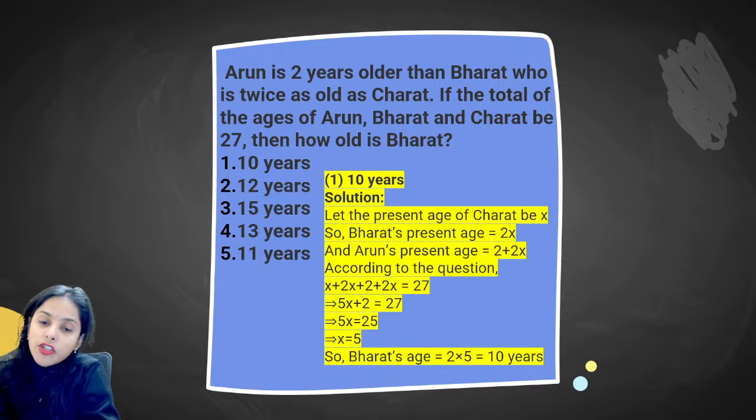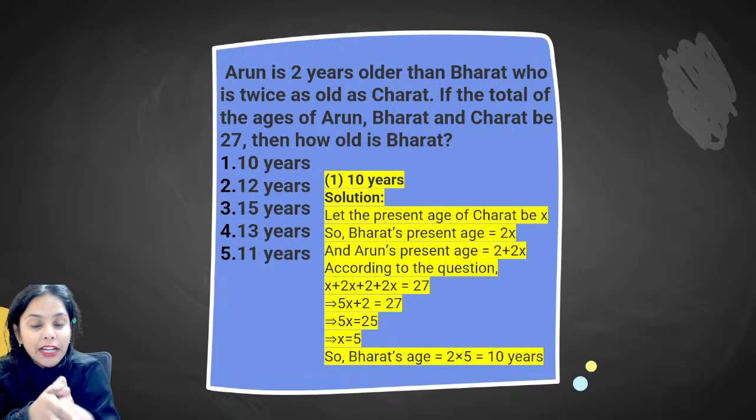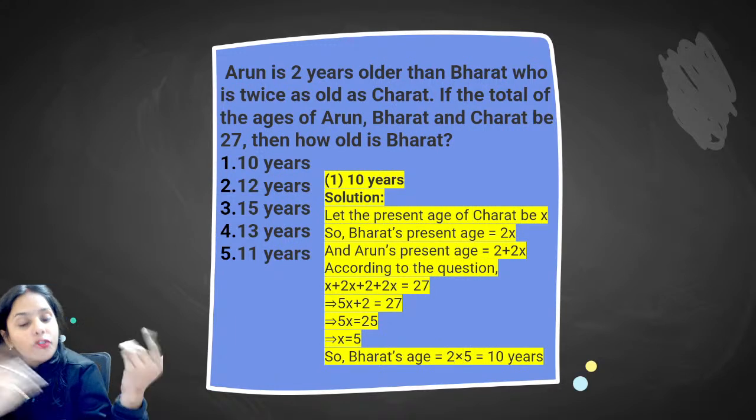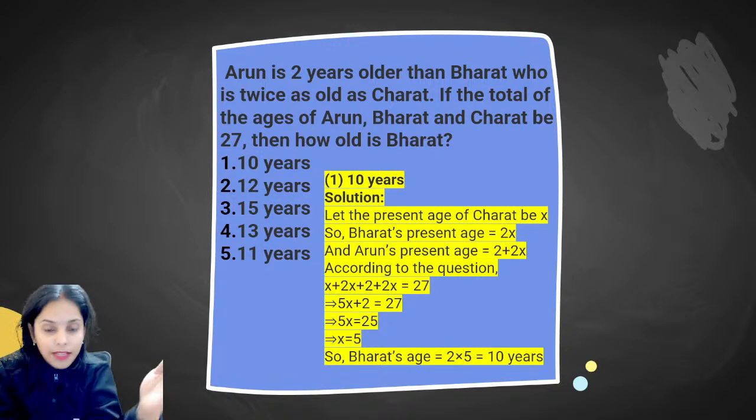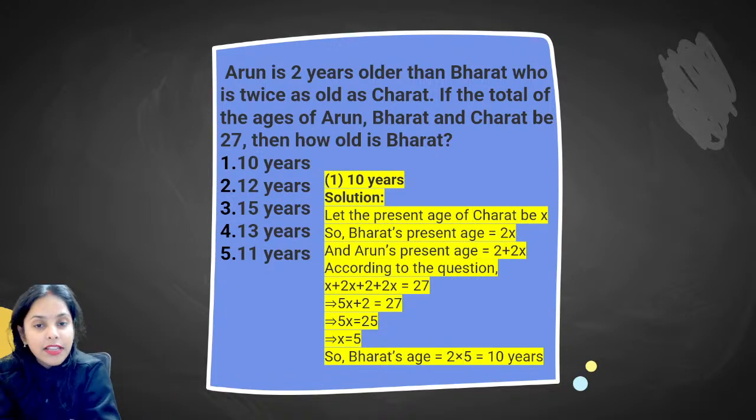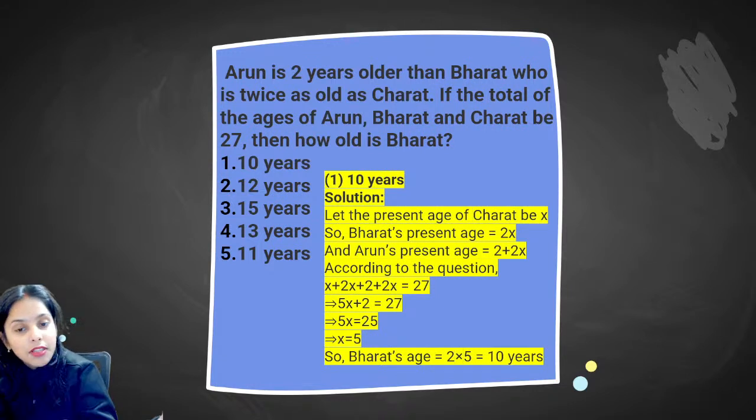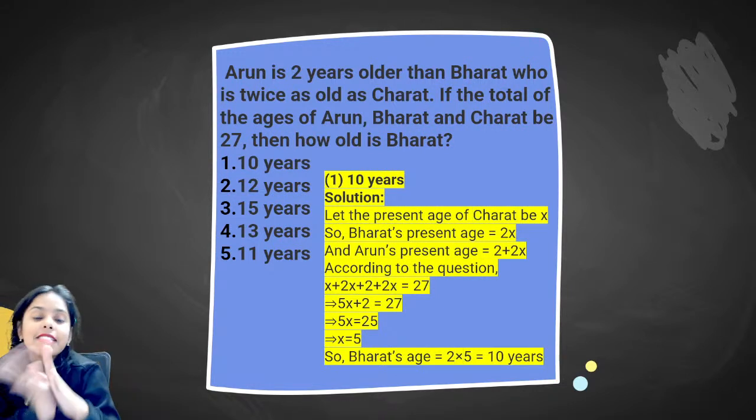So let the present age of Charat be X, then the present age of Bharat would be 2 times that of Charat, that is 2X. Arun's present age would be 2 times X plus 2 years, very simple. The sum of their ages is 27, so x plus 2x plus 2x plus 2 will be equal to 27. Adding all the x's together, you get 5x plus 2, which is equal to 27. So 5x is equal to 25, hence x is equal to 5.